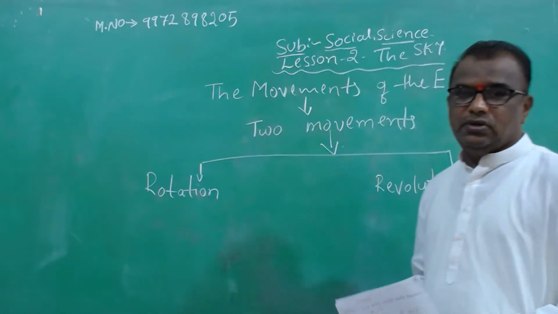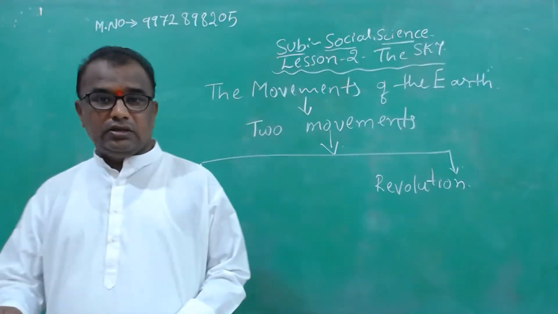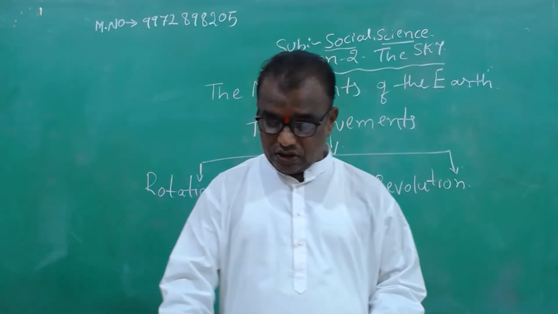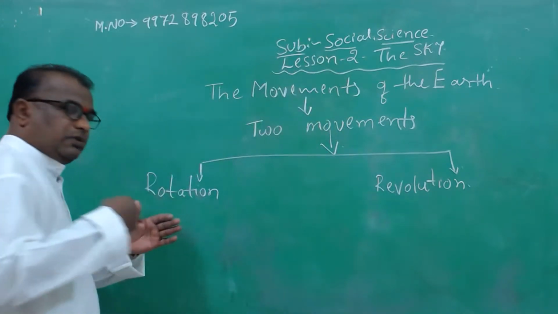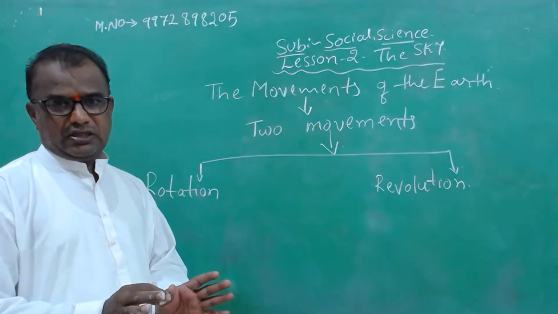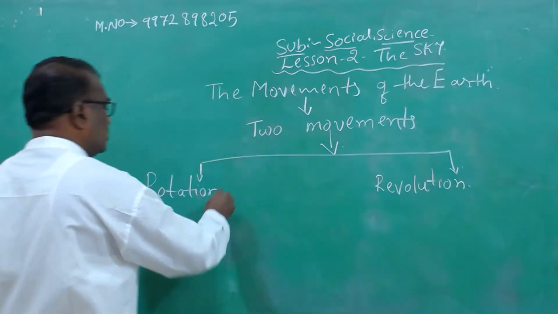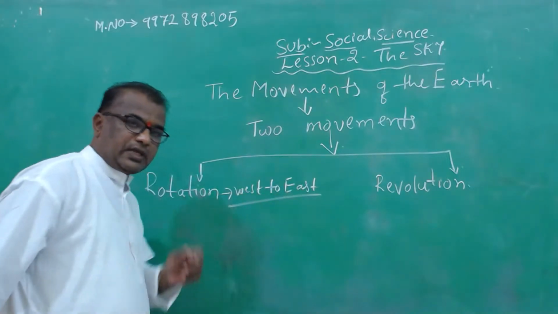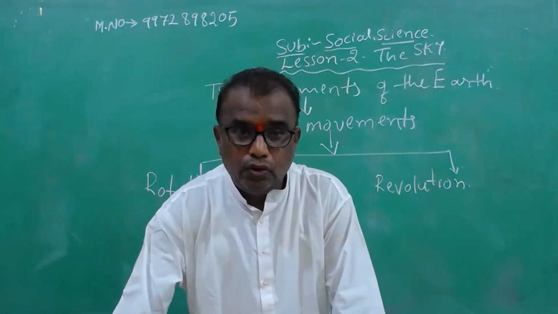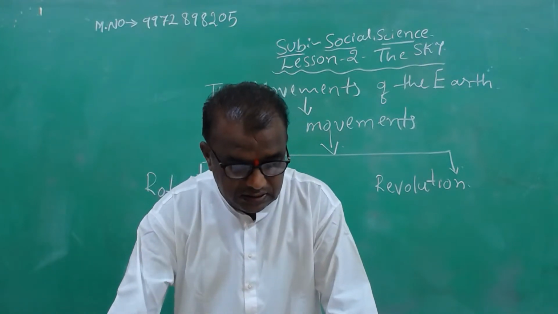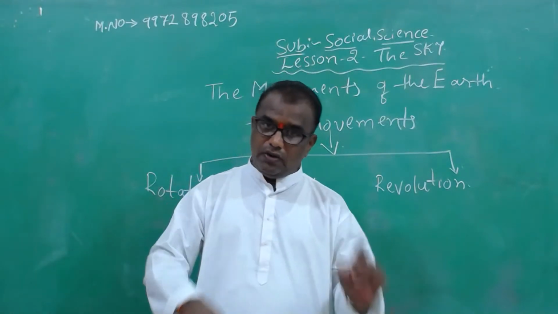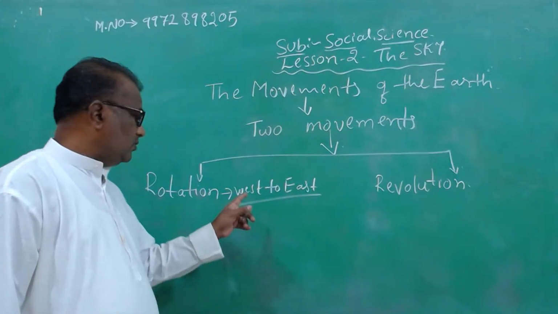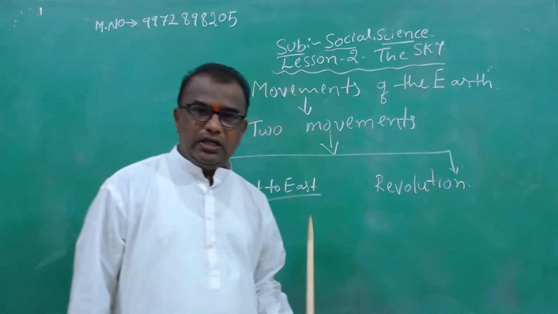What is the movement of rotation? The Earth spins continuously on its axis from west to east. Earth rotates itself on its axis from west to east. Understood? The Earth rotates on its axis while it is revolving around the sun. Rotating on its axis, in the direction from west to east, is called rotation.